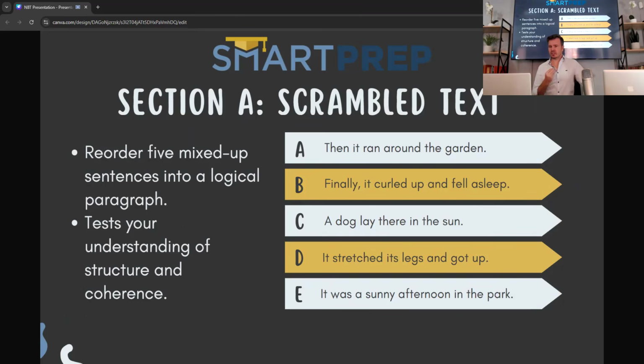Okay, so the sunny afternoon sets the scene. Everything else is talking about the dog, which you haven't introduced until C. So you go EC, because a dog lay there in the sun, we're introducing the dog. It's going to stretch its legs and get up, so now ECD. Then it ran around the garden, A, and then B: finally, it curled up and fell asleep. This was a simple example just to show you.